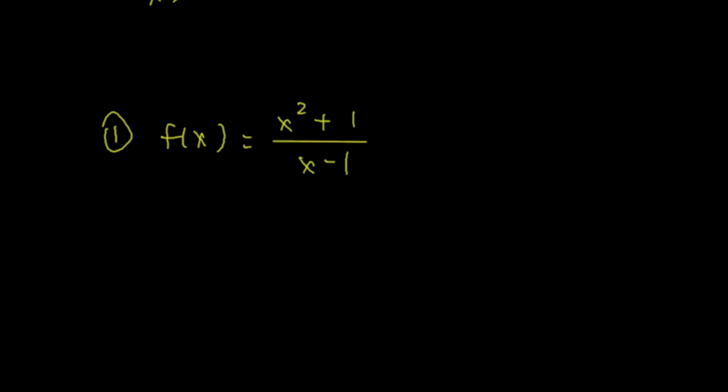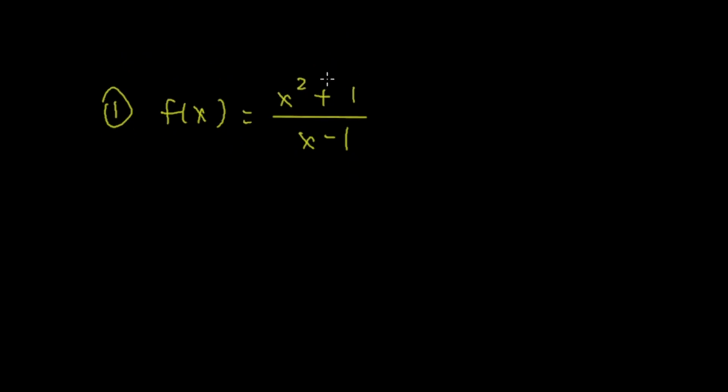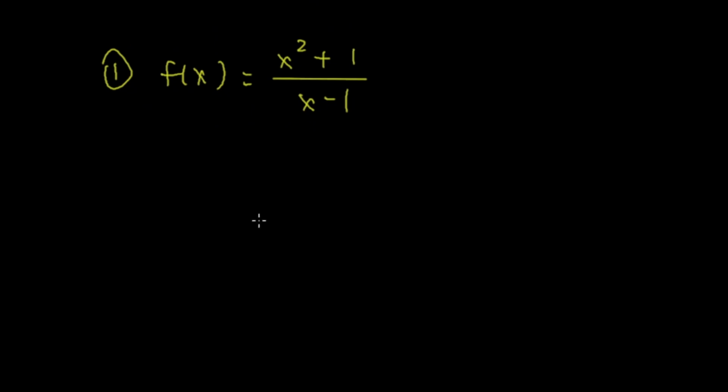Now, example number 1. Let's say you have a function f at x equals x squared plus 1 divided by x minus 1. Now, the highest degree of power in the numerator is exactly 1 greater than the highest degree of power in the denominator, then we should have an oblique asymptote. How do we find the oblique asymptote? We'll use a long division. Okay, so let's do this. X squared plus 1 divided by x minus 1.